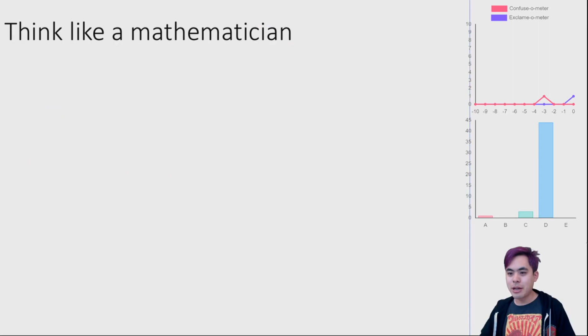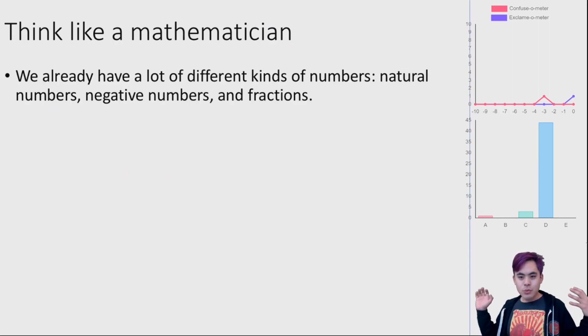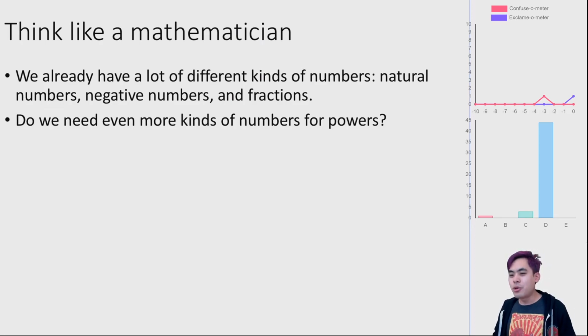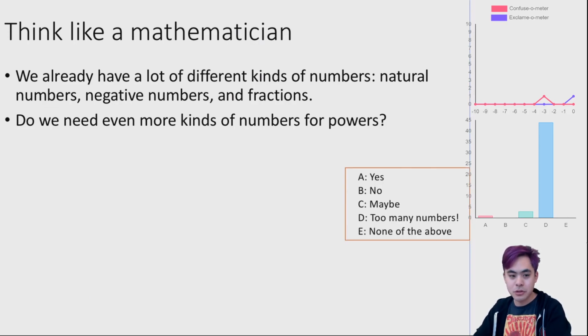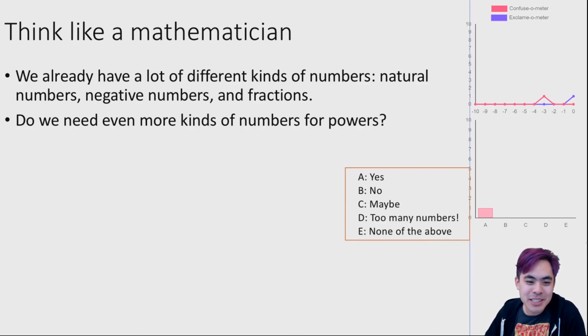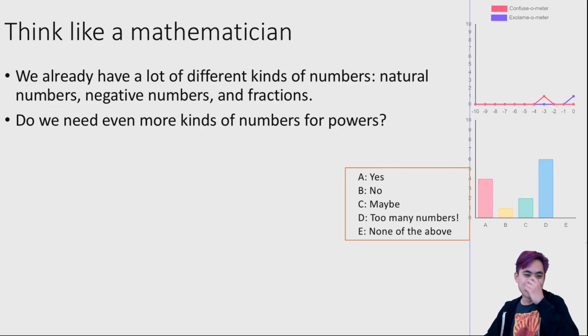Let's go back to thinking like a mathematician. So we have a lot of different numbers now. We have natural numbers, negative numbers, and fractions. Do we need even more kinds of numbers for powers? And let me reset before you answer. We have a couple people who are saying yes, a couple people who are saying maybe, and a decent number of people who are saying way too many numbers.